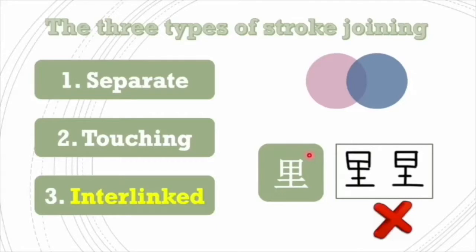The last type is interlinked, like this character here. This stroke and this stroke should cross each other. They shouldn't just be touching or be entirely separate.